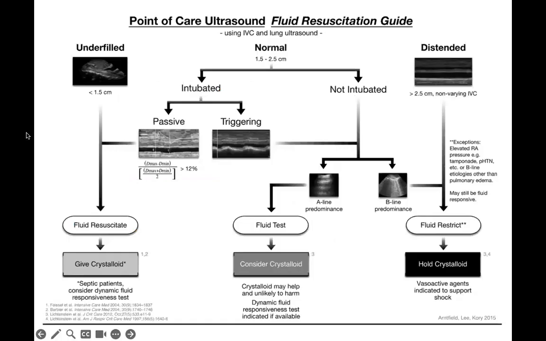So again, we've got the fluid resuscitation guide: normal 1.5 to 2.5, underfilled less than 1.5, give them fluid; distended greater than 2.5, try and fluid restrict. And then normal, again, I'm usually going down this route and looking for A lines or B lines, or just looking at the patient clinically. Are they doing fine on room air with A lines throughout, or are they on a lot of oxygen, starting to have some respiratory distress, maybe a little tachypneic?